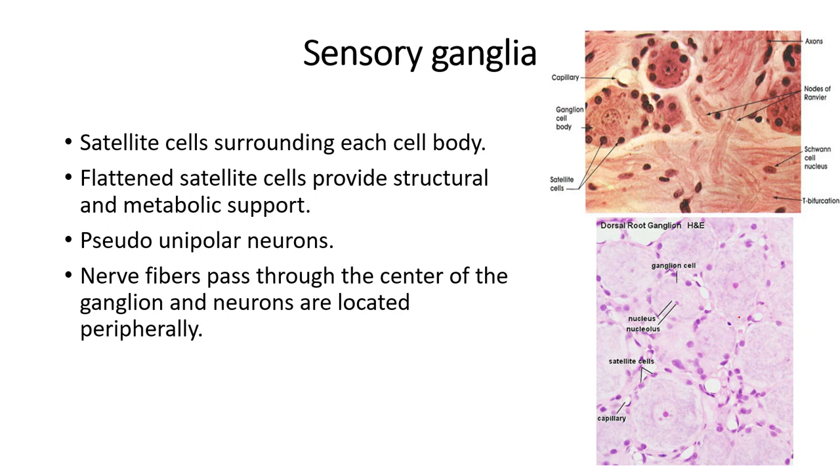Here you can also appreciate a single cell, or a ganglionic cell, which is covered by the satellite cells. The nucleus is central and the neuron is of pseudo-unipolar type.